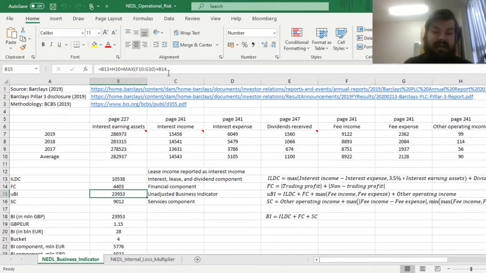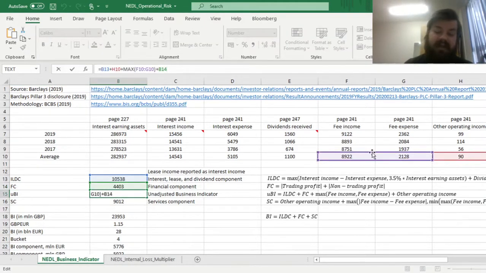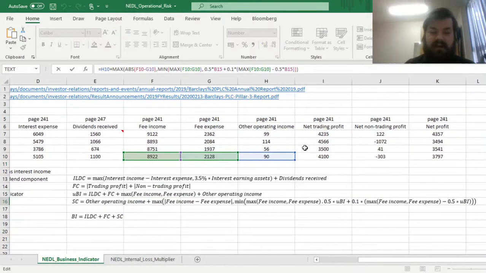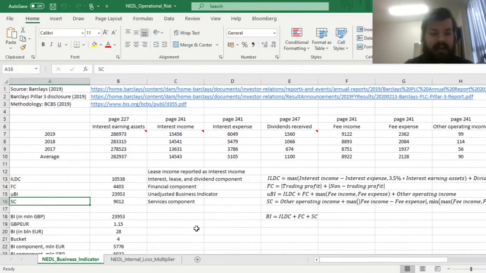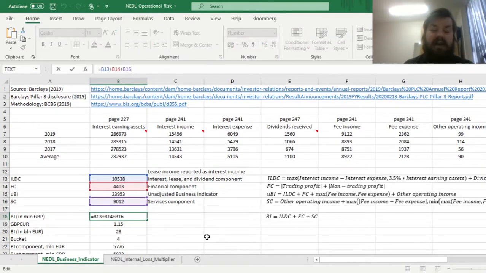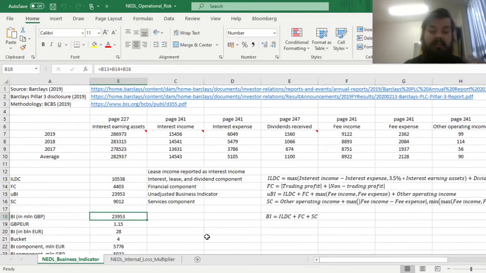Then the unadjusted business indicator is quite straightforward. You just add the maximum of fee income and fee expense and add up other operating income. And then the services component would be taken straight out of this formula. And then finally, we can arrive at our business indicator in the currency of reporting. And as Barclays reports all of its disclosure items in million pounds, that would be our business indicator in million pounds.